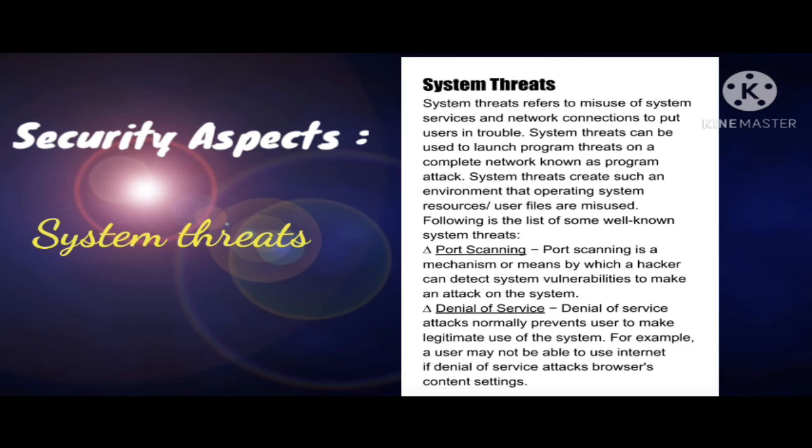System threats number 1. Port scanning. Port scanning is a mechanism or means by which a hacker can detect system vulnerabilities to make an attack on the system. Number 2. Denial of service. Denial of service attacks normally prevent users to make legitimate use of the system. For example, a user may not be able to use internet if denial of service attacks browser's content settings.